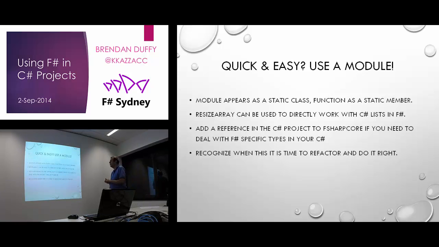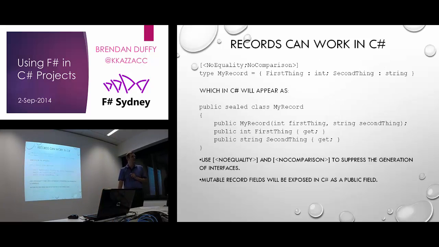If it's quick and dirty, modules become a static class. The ResizeArray is just an alias for the standard C# list. So if you need to go backwards and forwards, that can ease that a little bit. In the C# project, you can add a reference to FSharp.Core if you need to deal with F# specific types. Recognise when this is all getting a little bit messy, and then it's probably time to have a proper API, which is probably fairly early on in the piece.